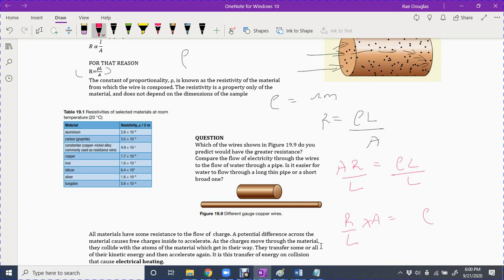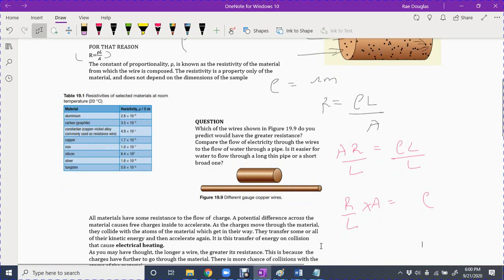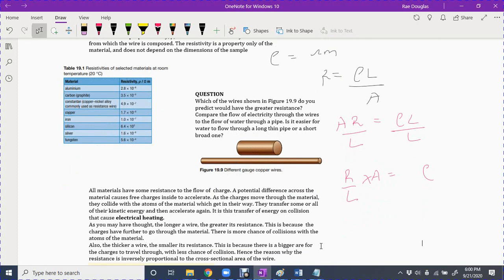Now remember, area, we're looking at units now. Area is meters squared. We know that resistance is ohms, and this length here is also in meters. So this is where we get the units to be ohm meter as rho. All right, so that's how we get that part here. So yes guys, so different materials.